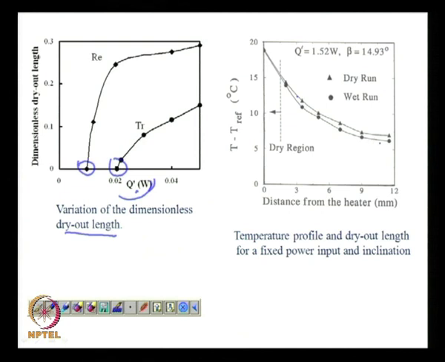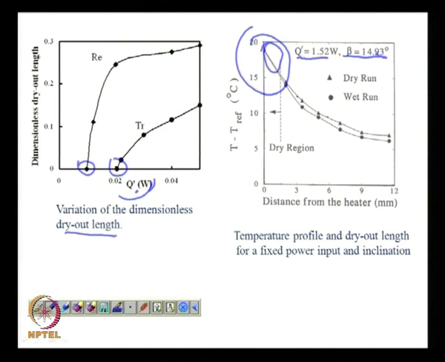Because of the presence of the liquid, the temperature is slightly below that of the dry case. But if you keep on increasing the value of heat flux, or keep on increasing the inclination, which provides an opposing force, there will be some region where these two will overlap. The conclusion one can draw from this part of the figure is that this must be the dry region, otherwise why would these two coincide with each other?